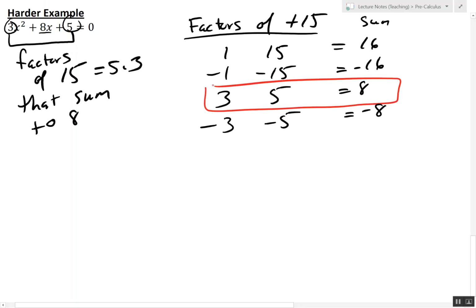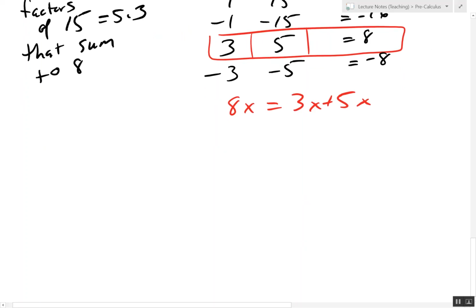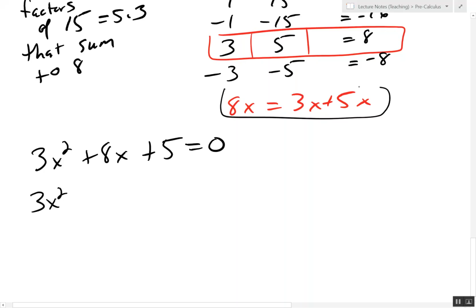Or no, not as our factors. So we want these numbers 3 and 5. So what we're going to do is take this 8x and write it as 3x plus 5x. And this will allow us to factor. So let's do that. So we'll have 3x squared plus 8x plus 5 equal to 0. So we're going to split up that 8x like this. And I want to match the 3x with the 3x squared and the 5x with the 5. And then we're going to factor by grouping.